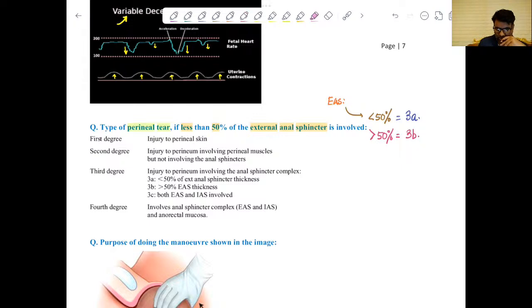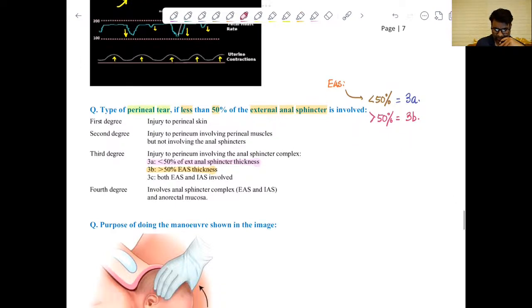So this is 3A and 3B, which is related to the thickness of external anal sphincter, right? Less than 50%, grade 3A perineal tear. More than 50%, grade 3B perineal tear. So this is the question about perineal tear.